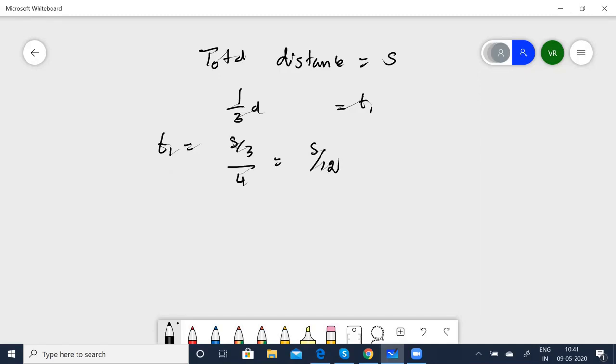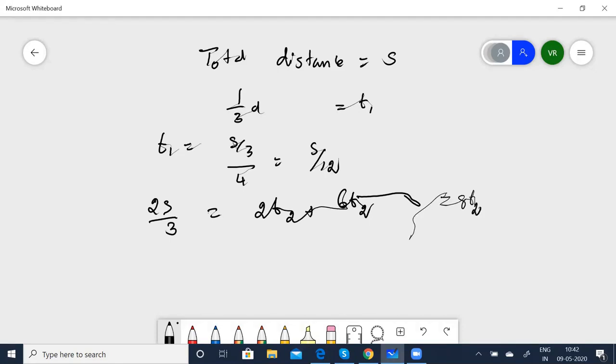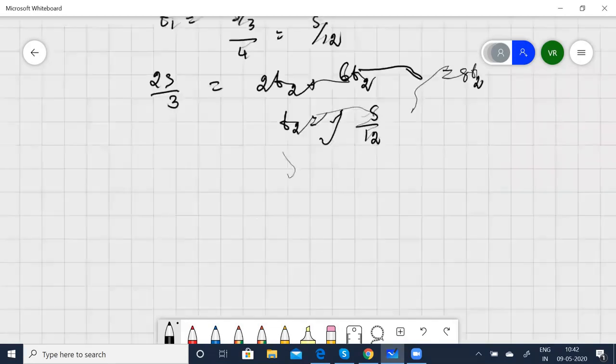Let t2 be the time taken for the next part of the journey. That distance is 2s by 3, which is equal to 2t2 plus 6t2, that is equal to 8t2. So t2 is now equal to s by 12.